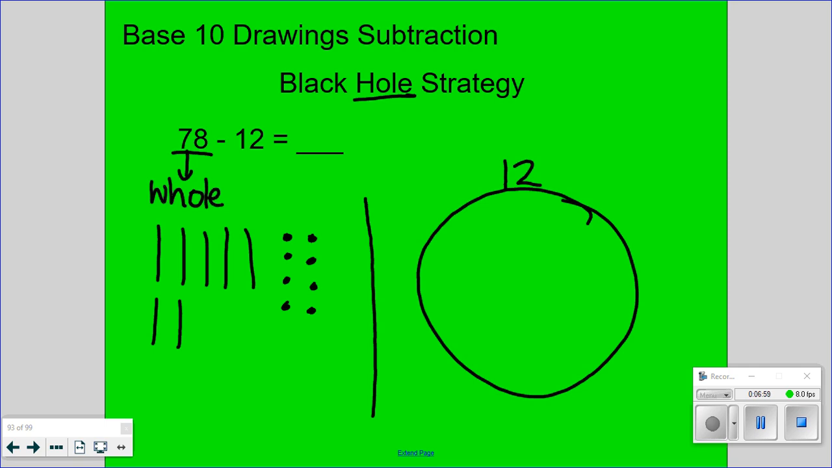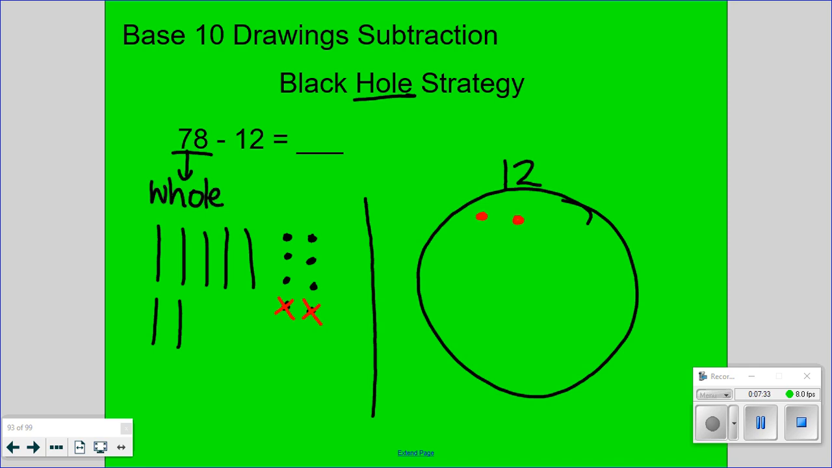I'm going to do this next piece with red just so you can see it. Obviously, continue to use your pencil. I need to take things from here to build 12 on the inside. What do I need to take in order to build 12? Madison? All right. Madison wants me to take 2 ones. I'm going to cross out 2 ones, and then I'm going to put them in my black hole.